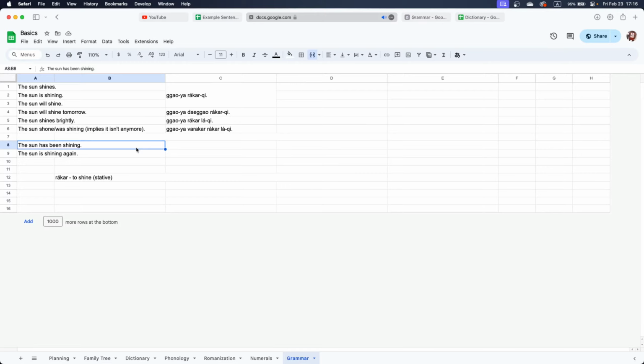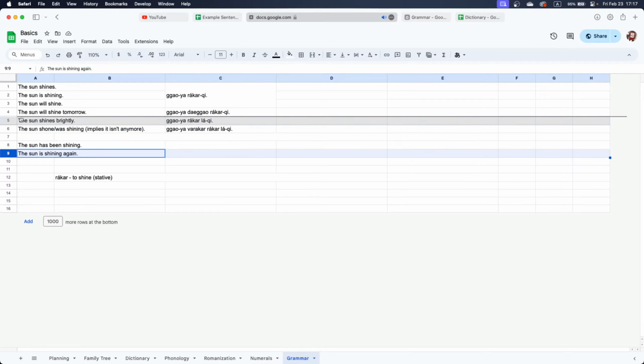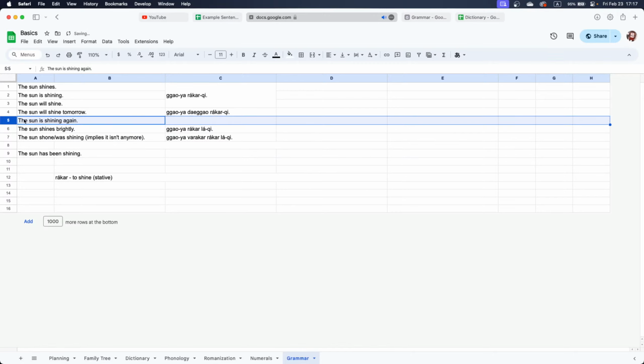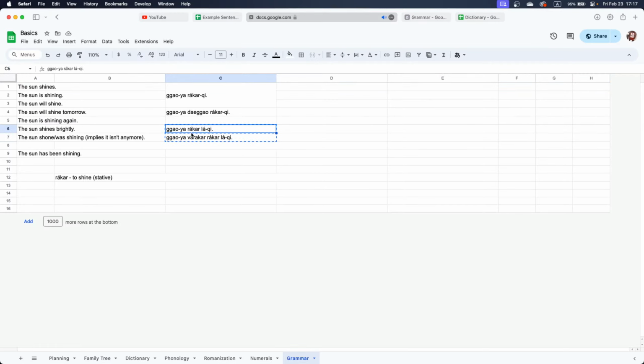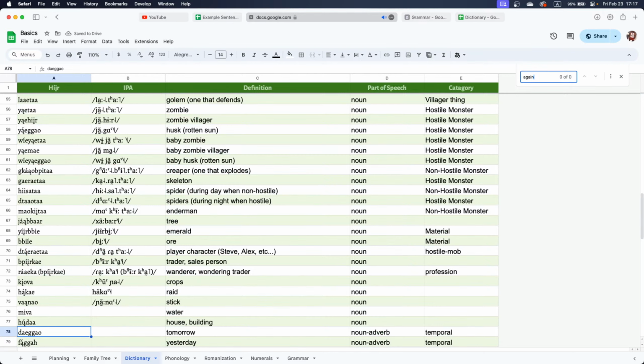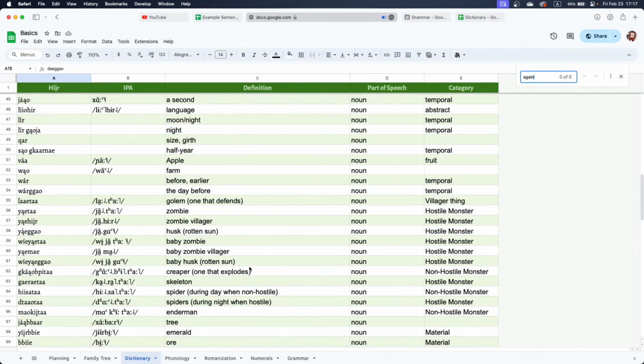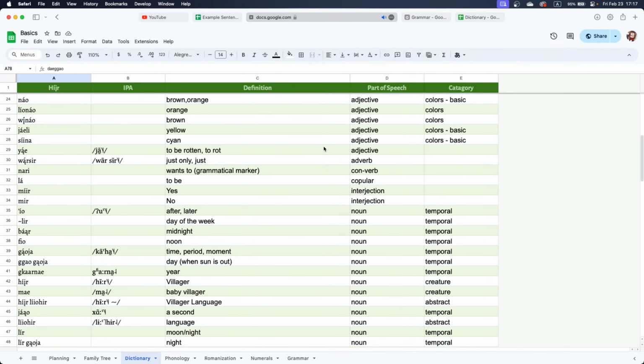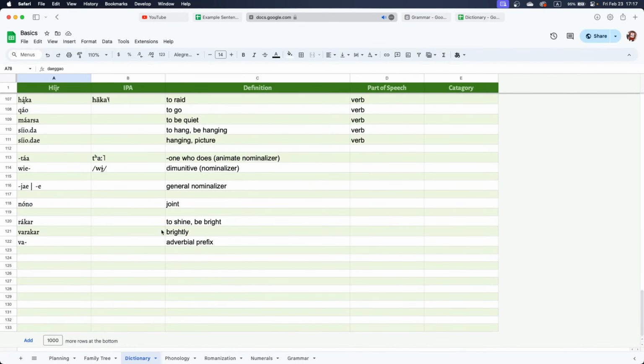So all that's left is the sun has been shining, and the sun is shining again. So the sun is shining again. Obviously, that's going to take an adverb meaning again. Gonna have to make a new word for that from scratch, aren't I?